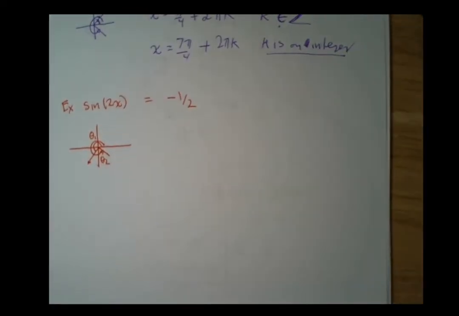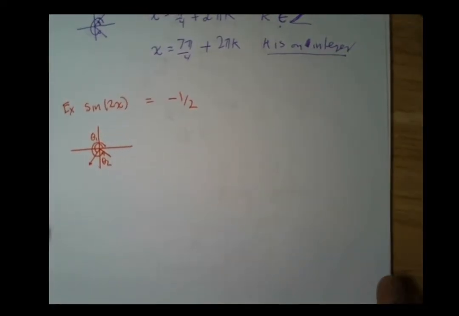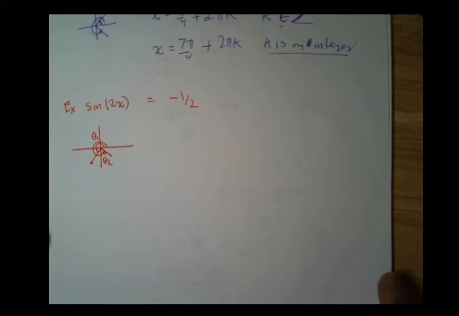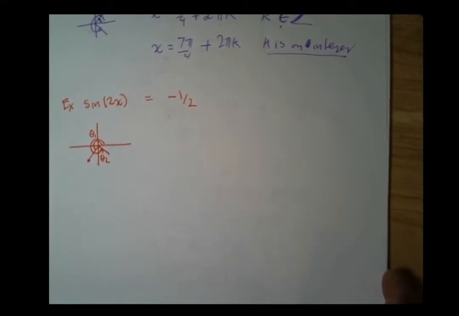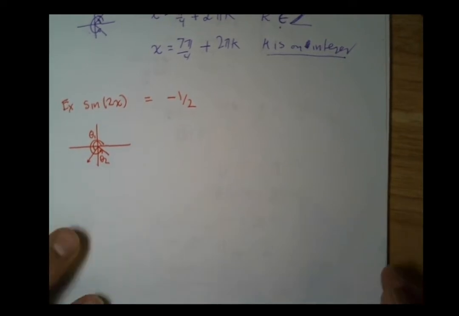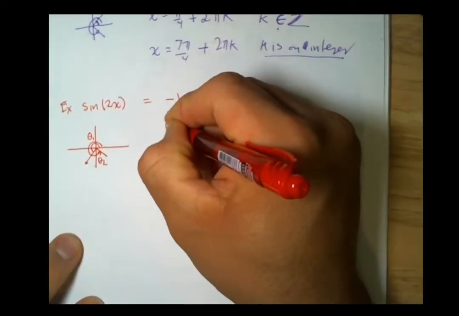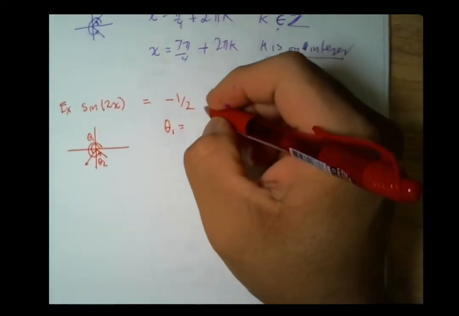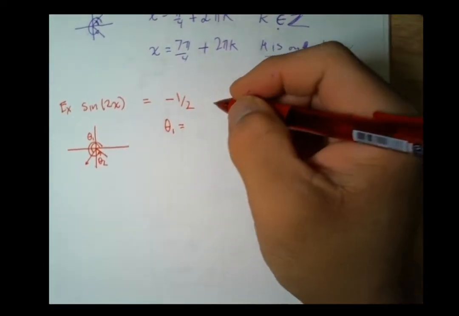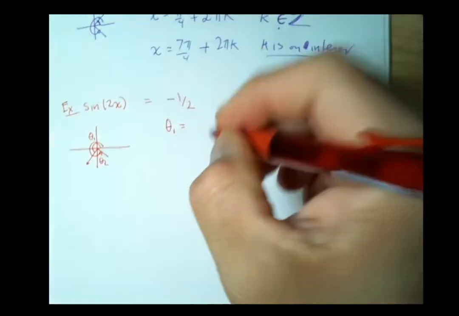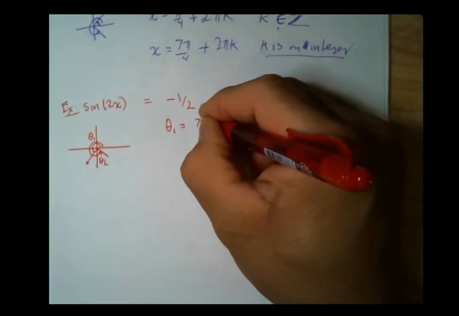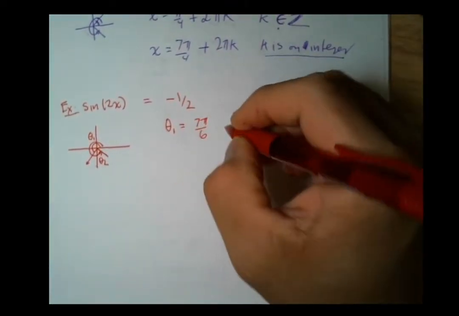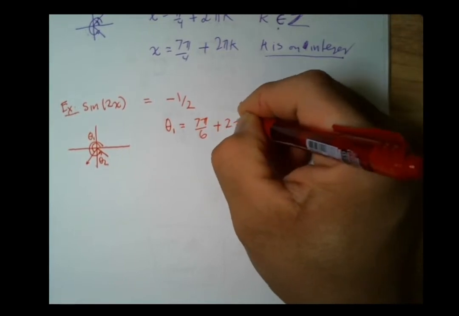Okay, and again, because of the periodic nature of the sine, any coterminal angle is also a solution. And the way we find those coterminal angles is 2 pi factors, whether in the positive or in the negative direction. All right, so for theta 1, we get 7 pi over 6, that's our angle in the third quadrant, plus 2 pi k.